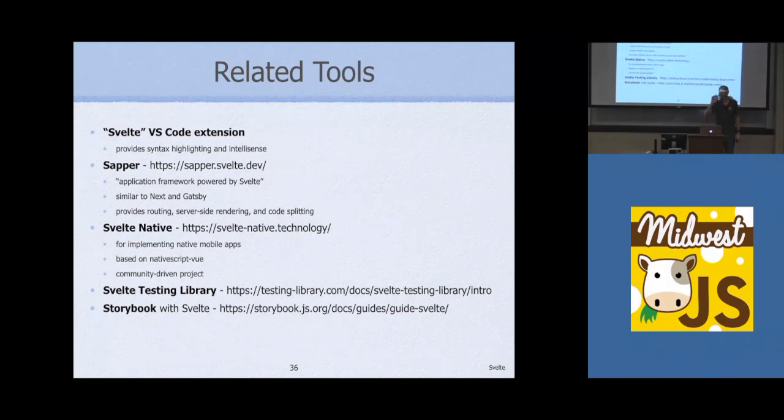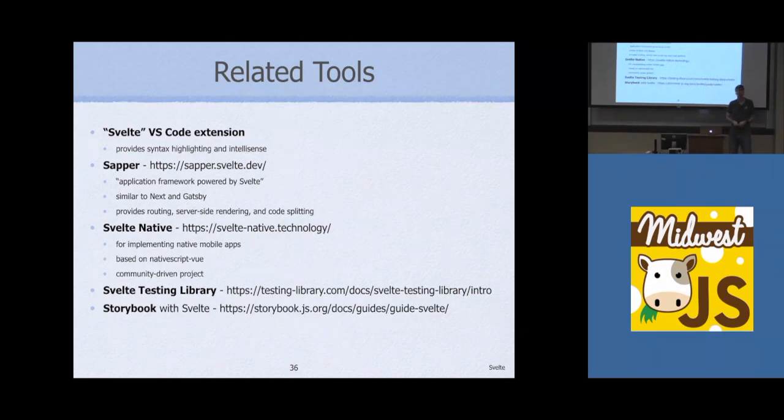Another big topic is Sapper. So apparently a sapper is a person that clears out trees and builds roads so that people can get to a thing to work on it, something like that. And so Sapper is trying to make it easier for you to make use of Svelte. So it's kind of like Next and Gatsby. It gives you routing, it gives you server-side rendering, and some code splitting.